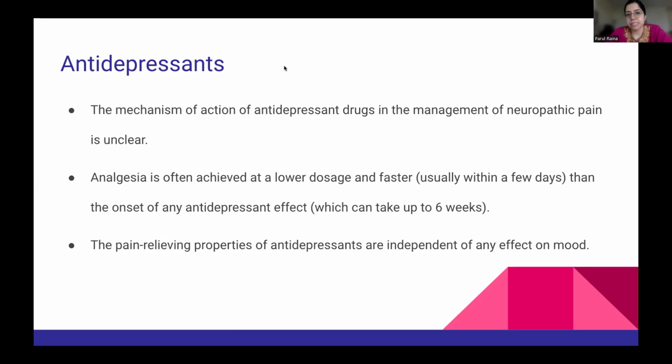Coming to the antidepressants. The mechanism of antidepressants in the management of neuropathic pain is very unclear, and we know that whatever dose is used as an antidepressant, less than that is used for analgesia. Analgesia is achieved at a faster rate, usually within a few days, than the onset of the antidepressant effect, which usually takes up to 6 weeks. So it is important to highlight that the pain relieving properties of antidepressants are independent of any effect on the mood.